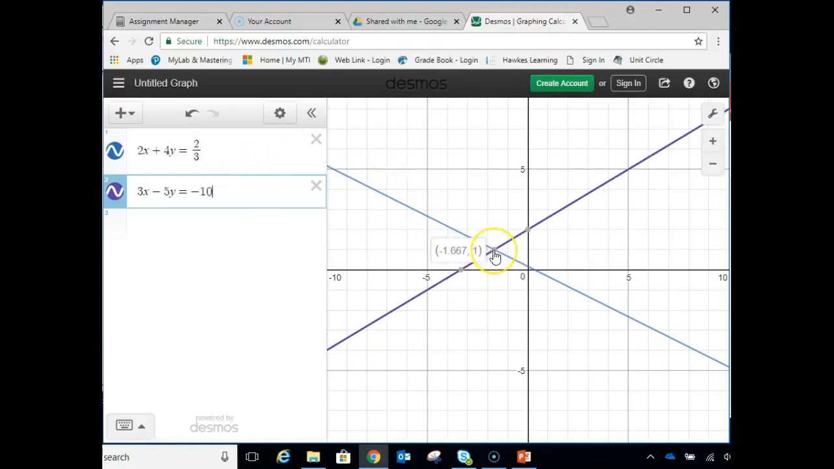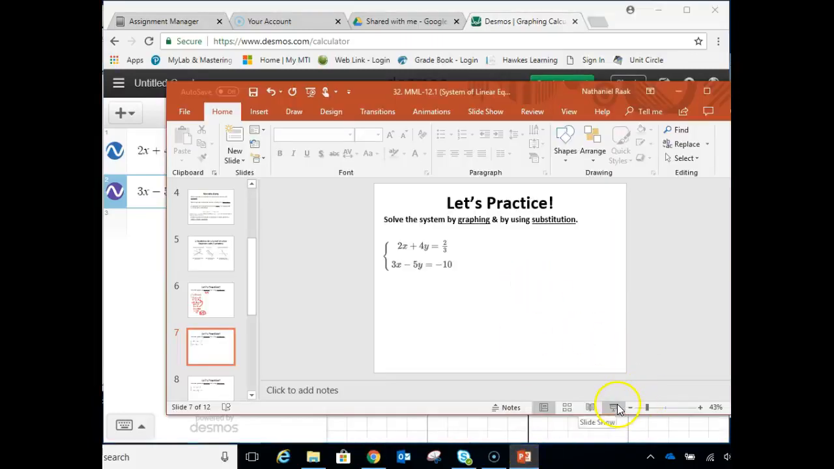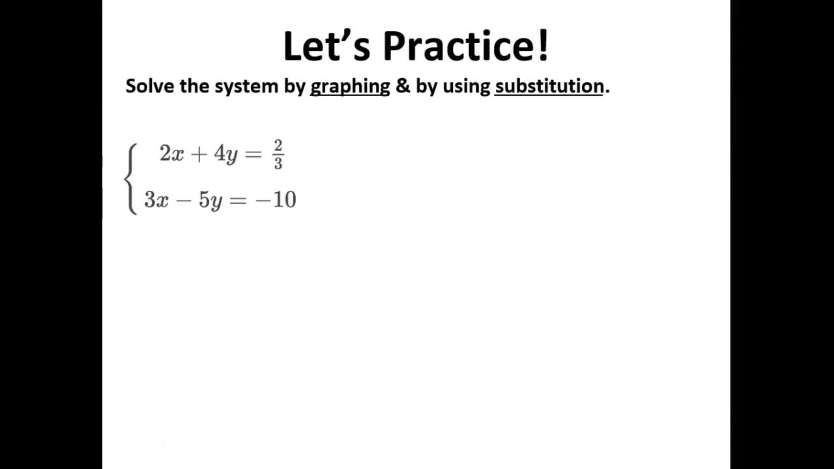Here I see the intersection right here, -1.667, 1. So I got the two lines, I have the intersection. Now, that was off of the graph, that approximation. Let's see if our algebra will actually come out to get us the same answer.